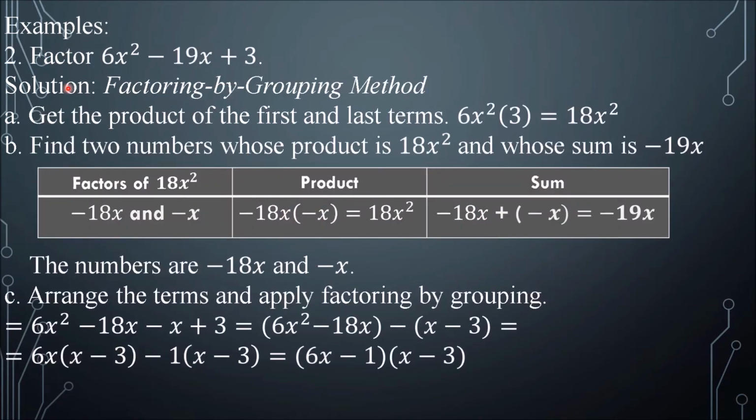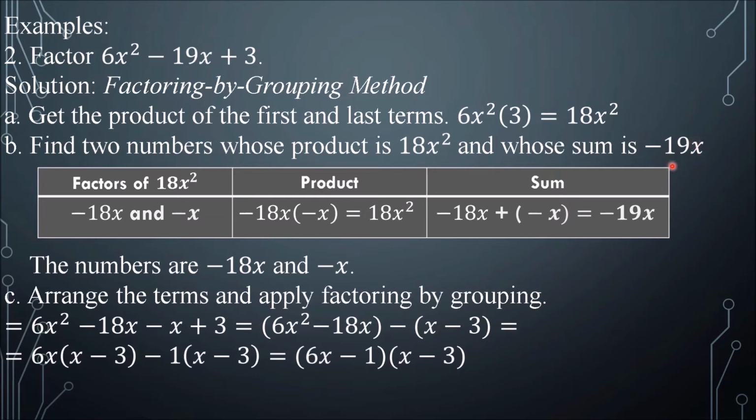Number 2. Factor 6x squared minus 19x plus 3. So the value of a here is 6. Now, let's have the factoring by grouping method. So get the product of the first and last terms. 6x squared times 3, which is equal to 18x squared. Find two numbers whose product is 18x squared and whose sum is negative 19x.